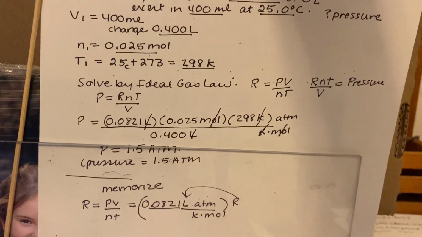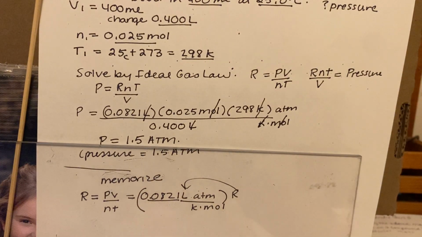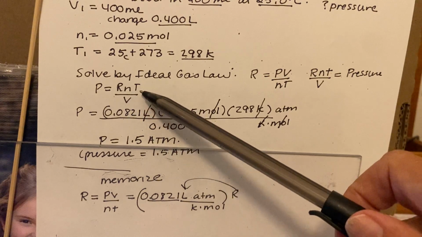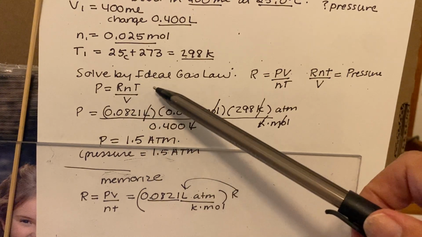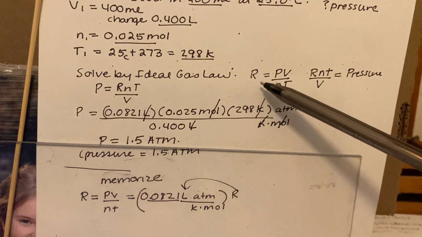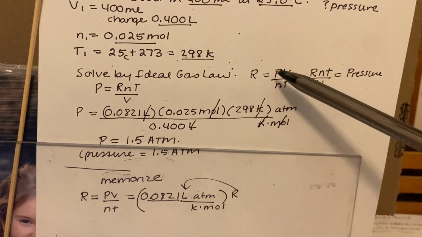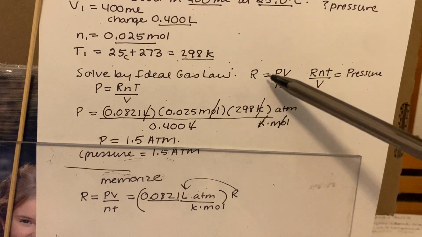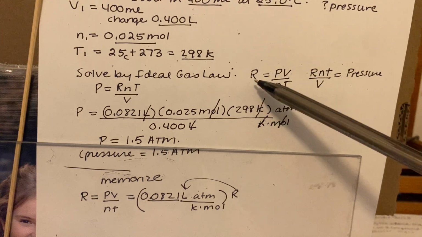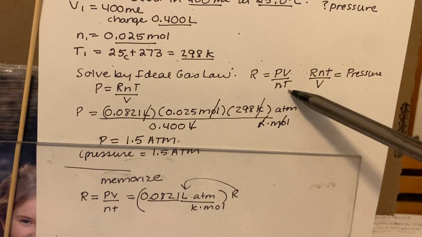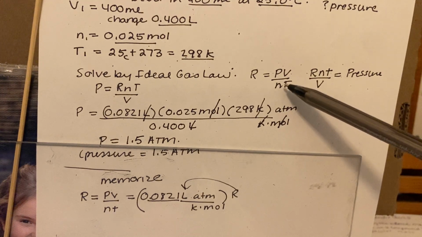So let's pull this up so we can see. So here's our ideal gas law. P equals RNT divided by V, right? Here is our R equals, this is the one we memorized. R equals PV over NT. R equals pressure, volume, moles, and temperature, right? But we're going to look for pressure.